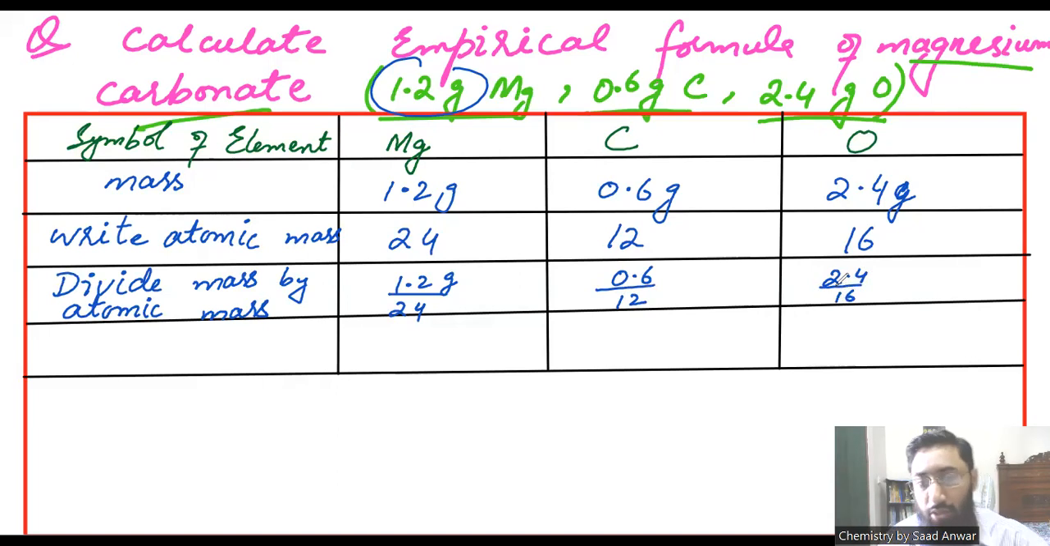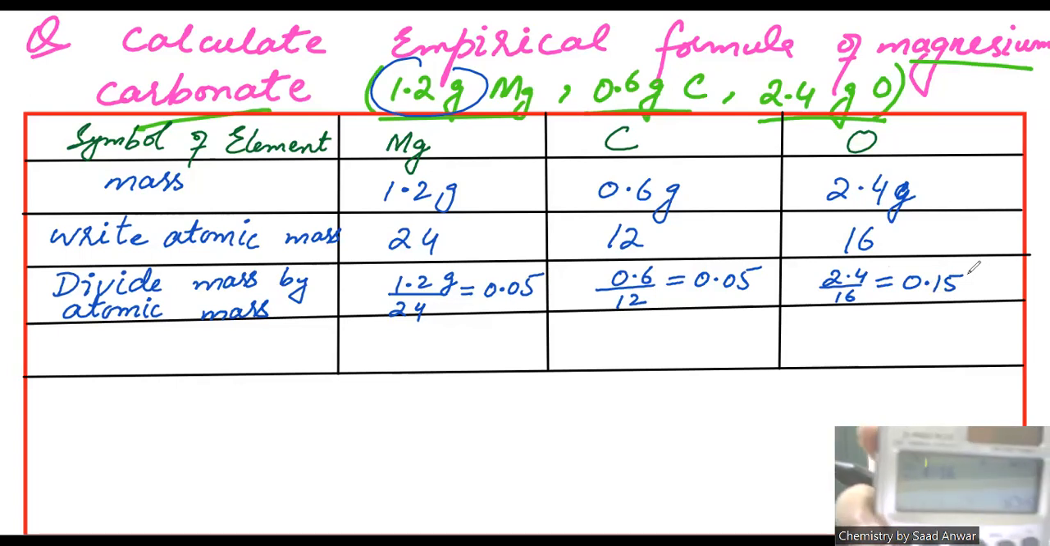For this, obviously, you need a calculator. I suggest to use your calculator and start writing along with me. When I divide 1.2 by 24, 0.05 is my first value. Then when I divide 0.6 with 12, I am getting 0.05 again, my second value. And when I divide 2.4 by 16, I am getting 0.15.